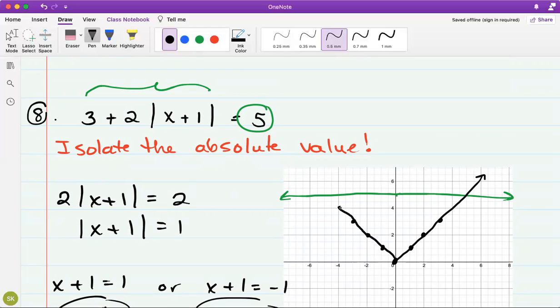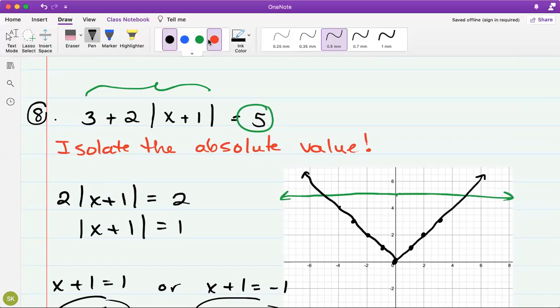So what do we do? Notice that we have this +1 on the inside of the absolute value. That means we shift to the left 1. We have a 2 on the outside of this absolute value, which means we stretch by 2. And then this 3 means we move up by 3.